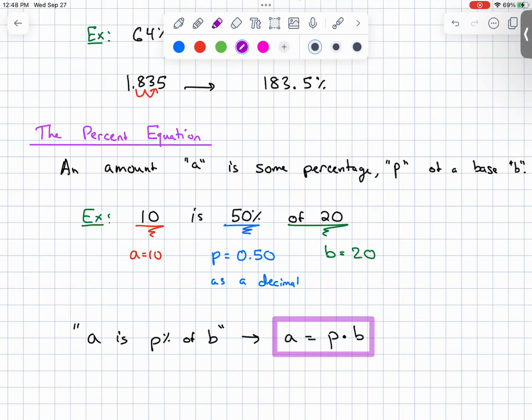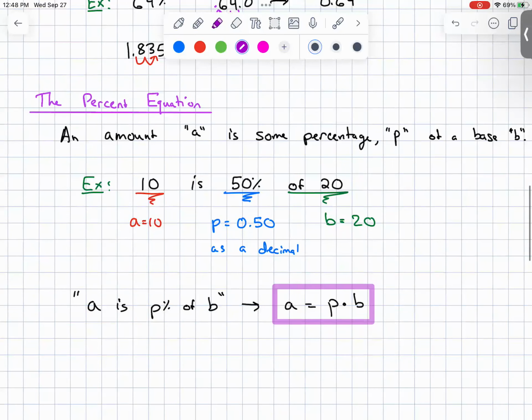There's a lot of nifty tricks that come up with percentages, by the way, of how to calculate them quickly. But some important remarks about this formula. So this is the formula we're going to be using, but important.